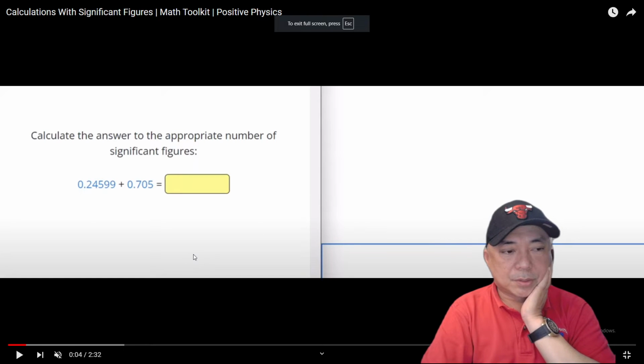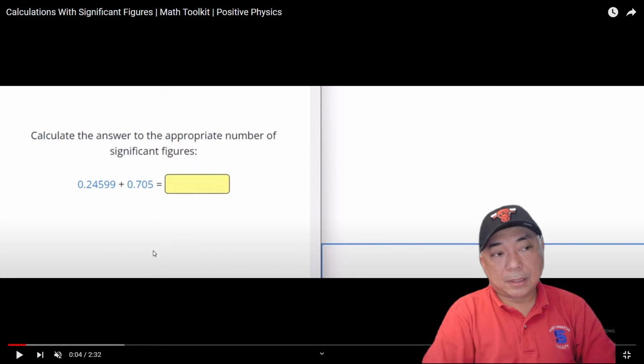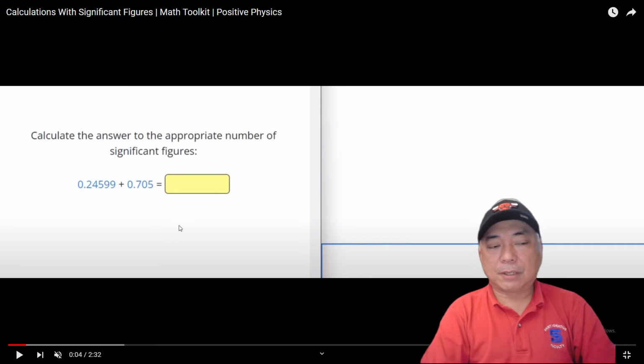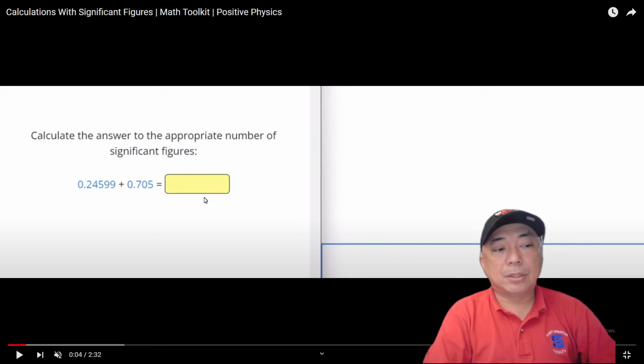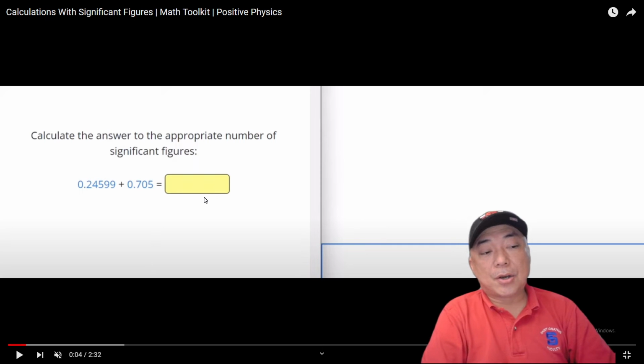Here we go. In this example, we are looking at how to calculate with significant figures. We should know that for addition and subtraction, we have to look at the shortest tail.